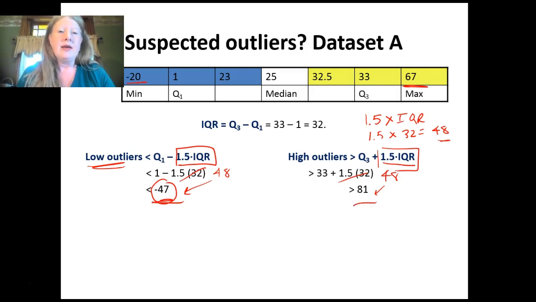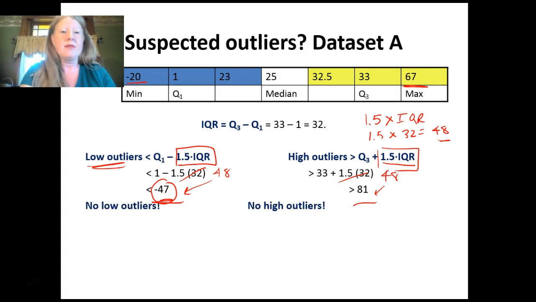Obviously, if our minimum was much lower than -47, we'd want to go back to the data set and then see, is the minimum the only outlier, or are there other outliers in the data set? So there could be multiple outliers on the low end or on the high end. But in this case, with this particular data set, we know that we have no low outliers and no high outliers. So this is how you apply the 1.5 times IQR rule.